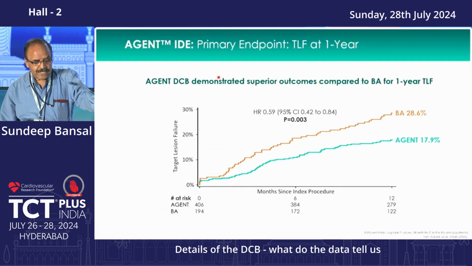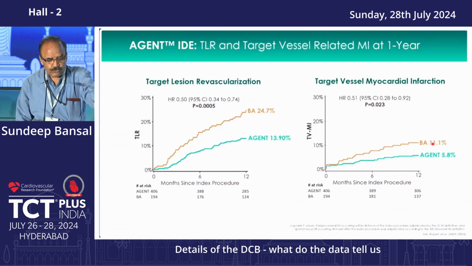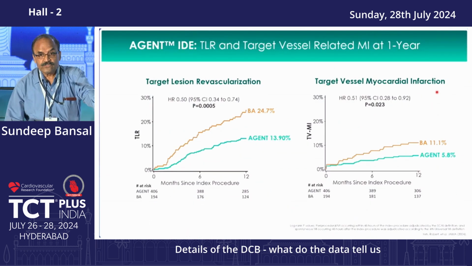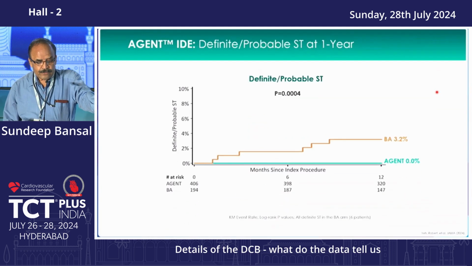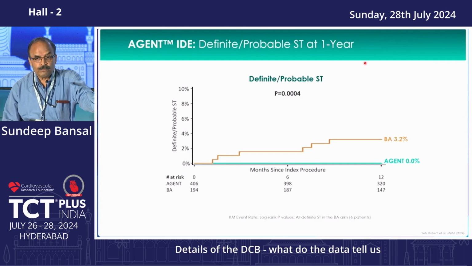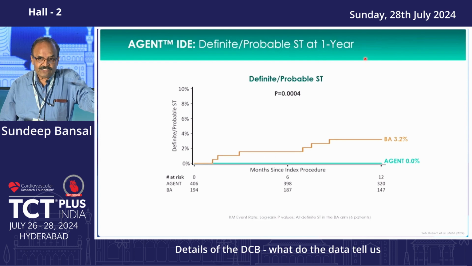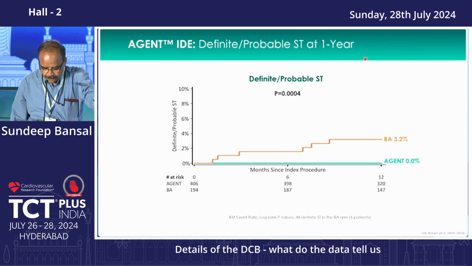It clearly showed that the target lesion failure was statistically significantly less. It also showed that target lesion revascularization and target vessel MIs both were significantly less, and it was also associated with less chances of stent thrombosis. So based on this, the US has its first drug-coated balloon that is available and that is being used.